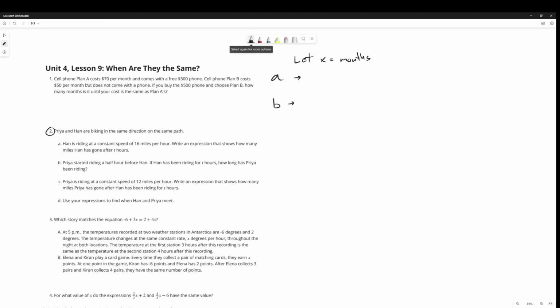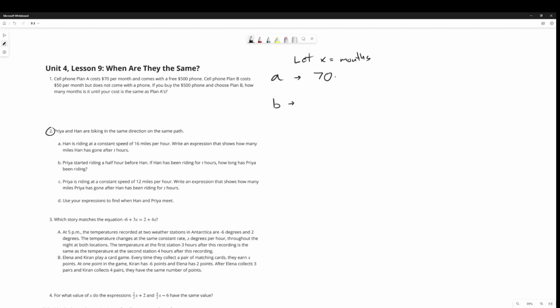So, we've got Plan A, which is $70 a month and comes with a free $500 phone. Cell phone Plan B is $50 a month, but does not come with a phone. So, if you buy the $500 phone and choose Plan B, how many months until your cost is the same as A?